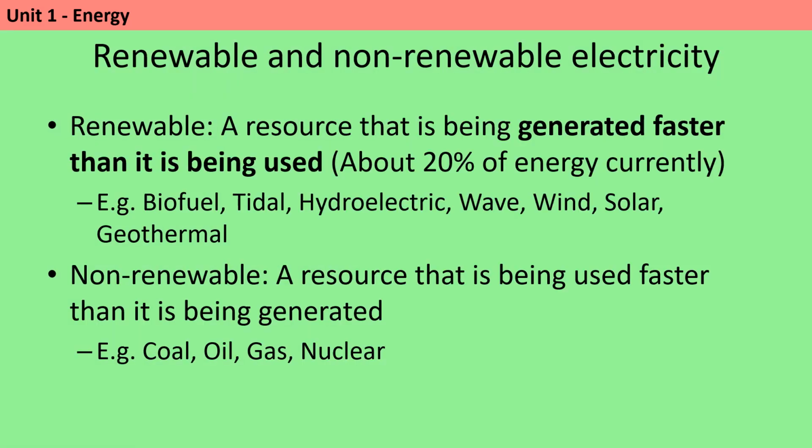Next, we're on to 6.1.3, which is down in your specification as national and global energy resources, which basically just means places we can get energy from, ways we can generate electricity. So first off, we split these into renewable and non-renewable or finite. So renewable resources are being generated faster than they're being used, and that includes biofuels, tidal, hydroelectric, wave, wind, solar, and geothermal. Whereas non-renewable are being used faster than they're being generated. So these are the ones that are going to run out, like coal and oil and gas, so your 3 fossil fuels, but also nuclear energy.